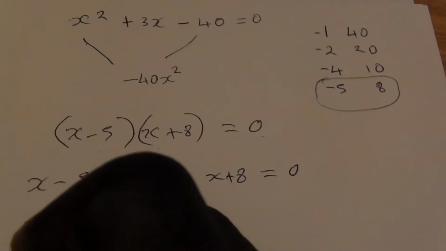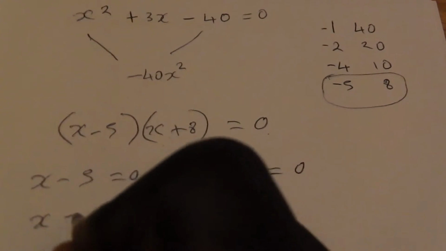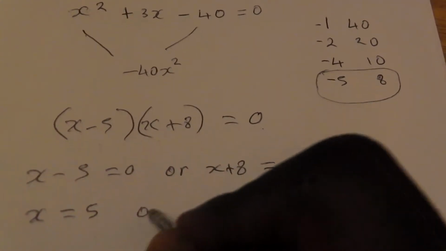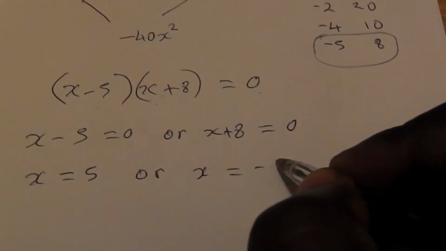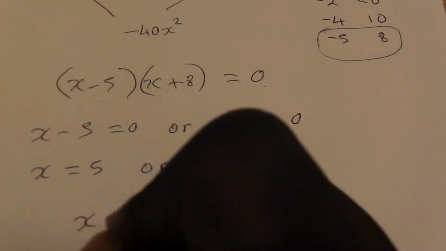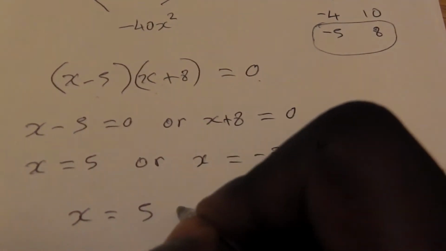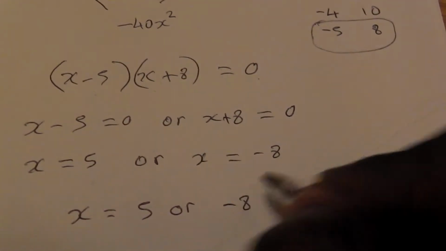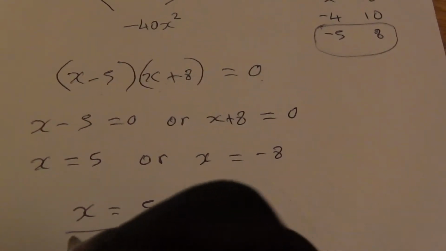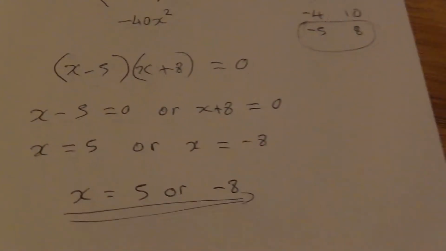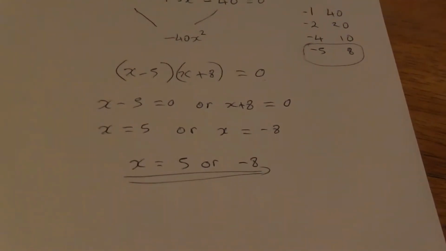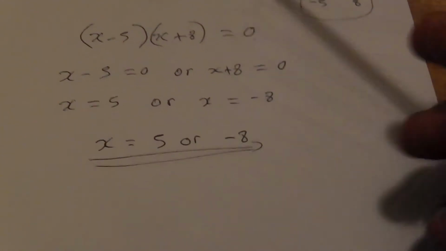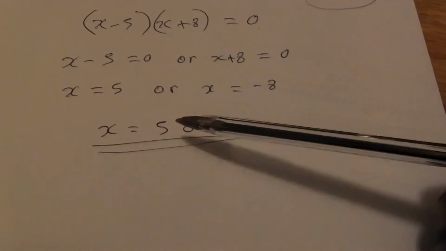So it means here x will be equal to 5, or x is equal to negative 8. So x here is equal to 5 or negative 8. So these are our two solutions for the equation. Okay, now let's prove that these solutions are correct by putting them back into our quadratic equation. Let's start with 5.